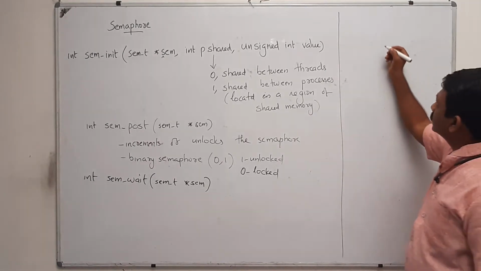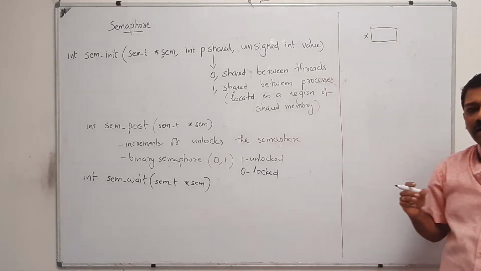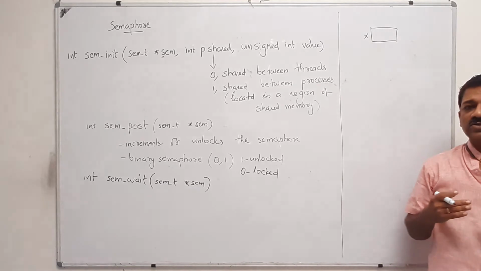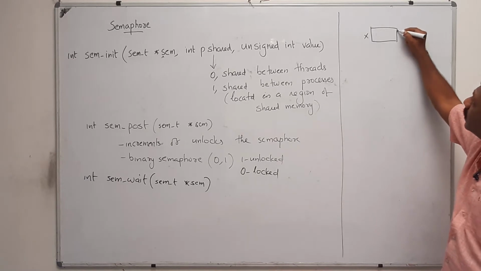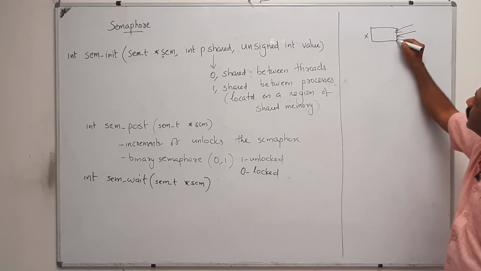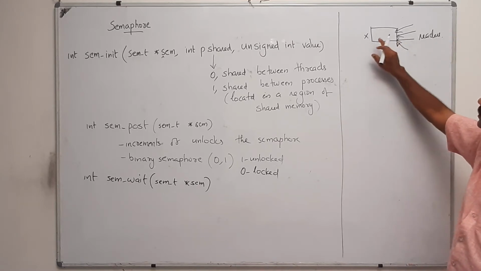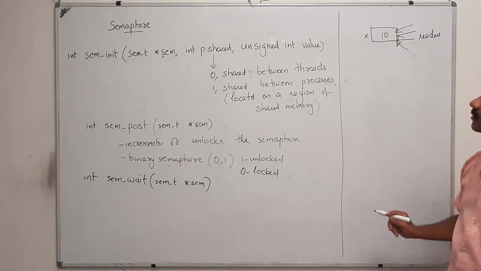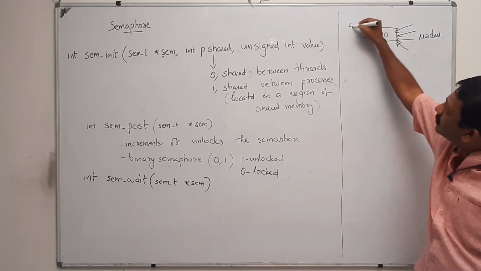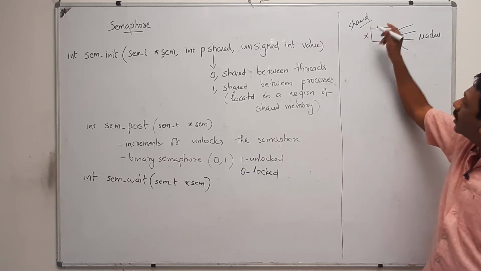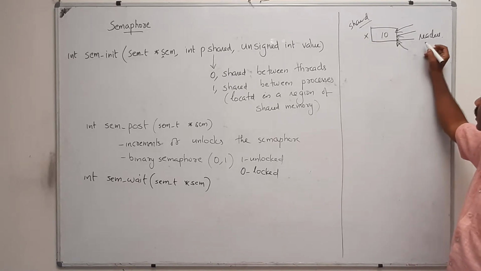That means, suppose x is a shared variable, shared among different processes or threads. Then at the same time, suppose many readers are reading this value. These are all readers. Suppose the value of x is 10. x is an integer variable and a shared variable, shared among different processes or threads.